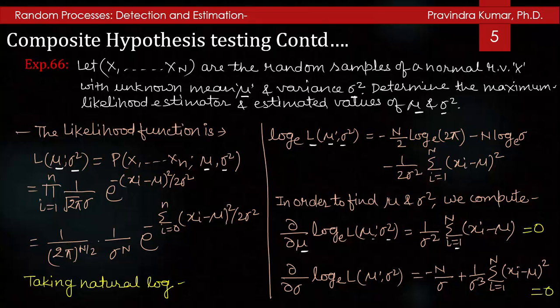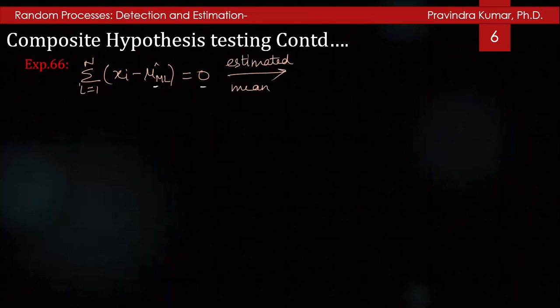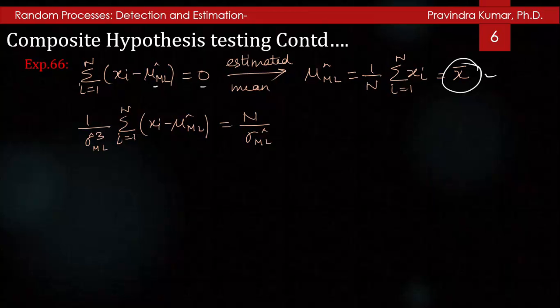So equating these two equations to 0, we will get summation i = 1 to n (xi minus the estimated value of mu) with this maximum likelihood condition equal to 0, and this is the estimated mean. It will be 1 by n summation i = 1 to n xi, and it is the sample mean. So the estimated value of mean means the sample mean of the observed samples.